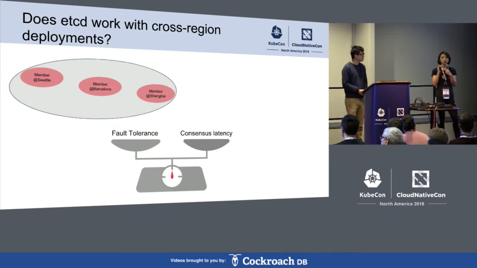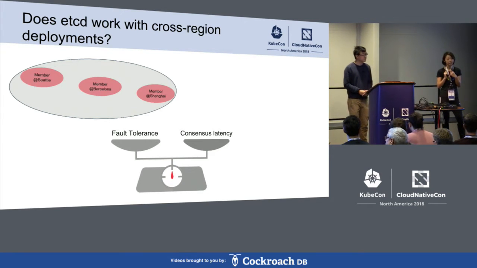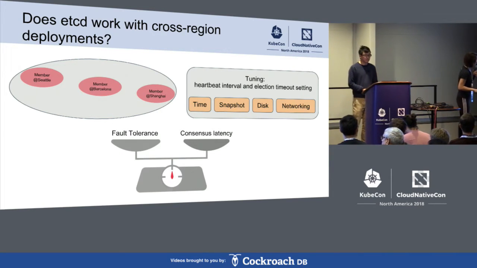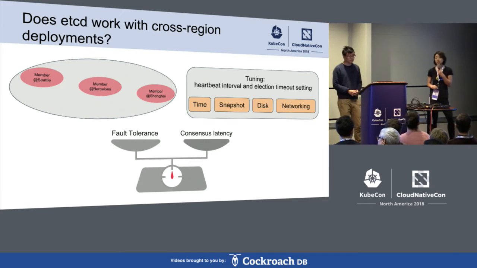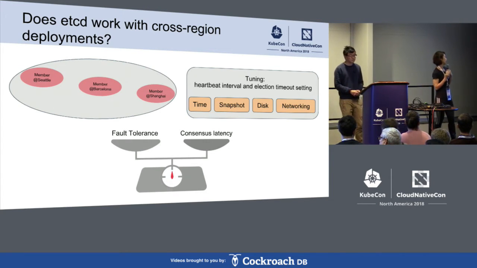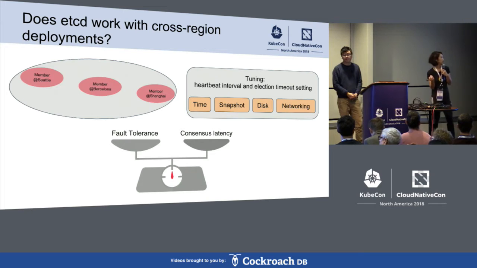So if you do a high latency deployment, then it's possible that you will have more frequent leader elections and heartbeat timeouts. It doesn't mean you cannot do that. It only means that you have to tune some of the parameters to adjust for your deployment. And we do have official documentation on how to do the tunings.